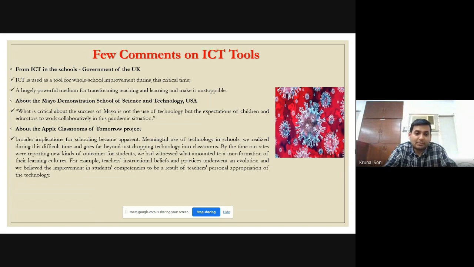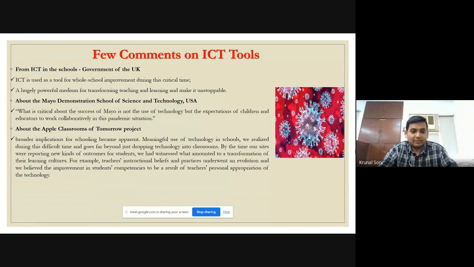In the earlier slide, I mentioned three things about it, and out of that, one part was collaborativeness, right? Collaborativeness means both teacher and student should be at the centre, both agree on that, and this has been done through the use of ICT tools. Both were learning, both were enjoying their own roles as part of the teaching-learning process in the education system, right? Then, about the Apple Classroom of Tomorrow project.